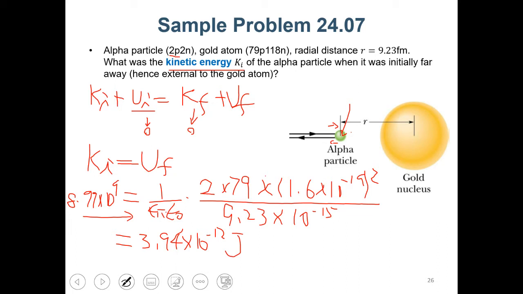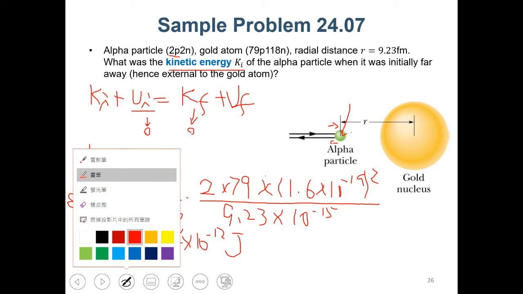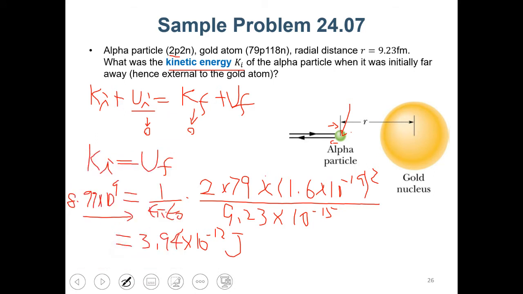Or sometimes we will try to use another unit to express this one. Actually, we can just divide this 3.94 times 10 to the minus 12 by the elementary charge amount. And it will be 24.6, and then the unit we'll call it MeV. Capital M means 10 to the 6 power.